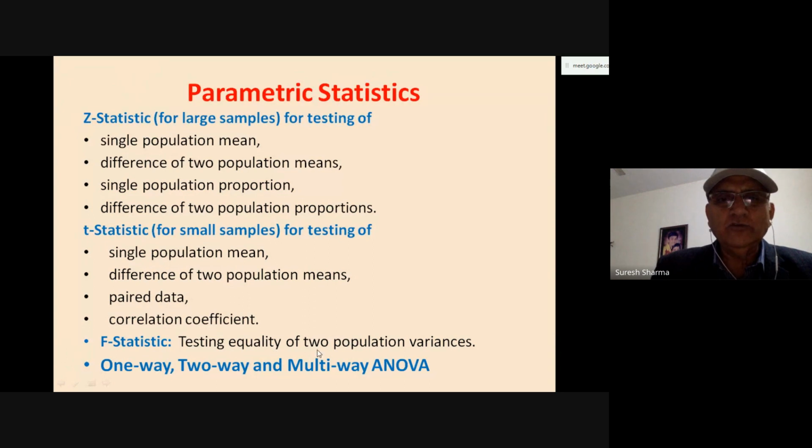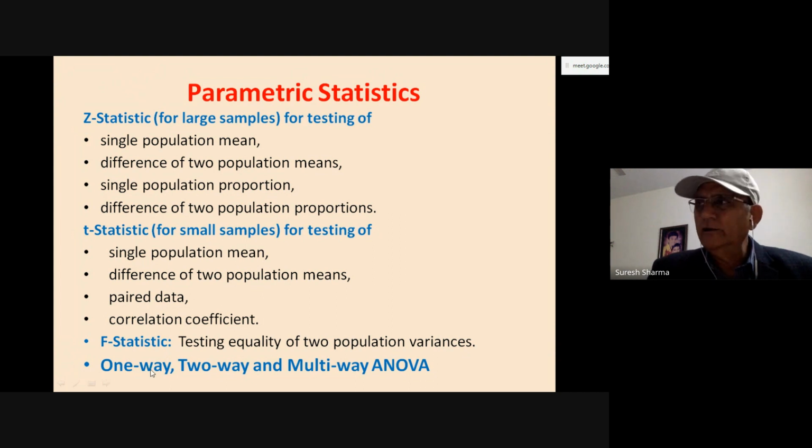Then the F-test is used for equality of two population variances. For example, if I want to compare the height of Assam people and West Bengal people, mu1 is equal to mu2. But somebody may want to compare variances also, sigma1 squared equal to sigma2 squared. For that purpose, we use the F statistic.